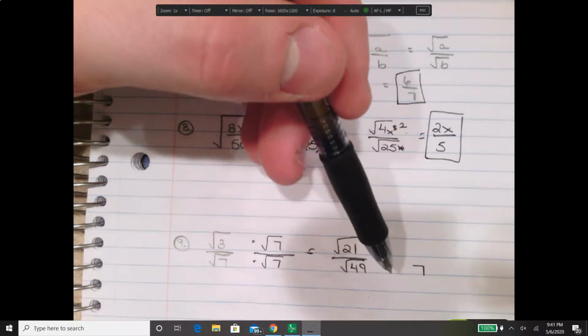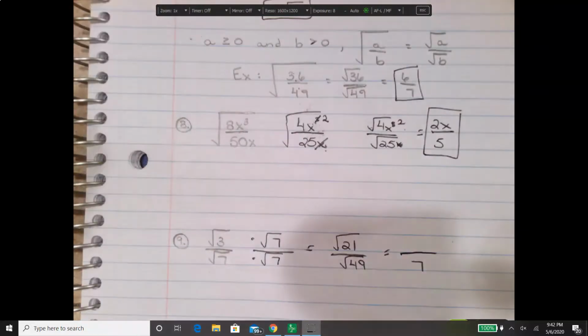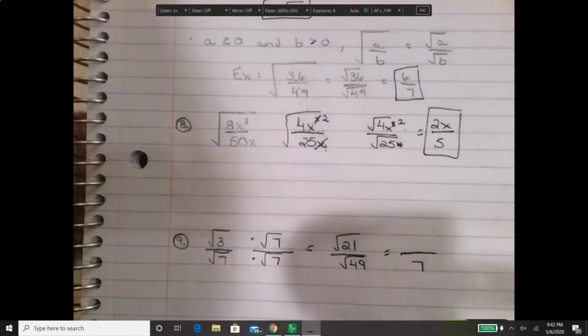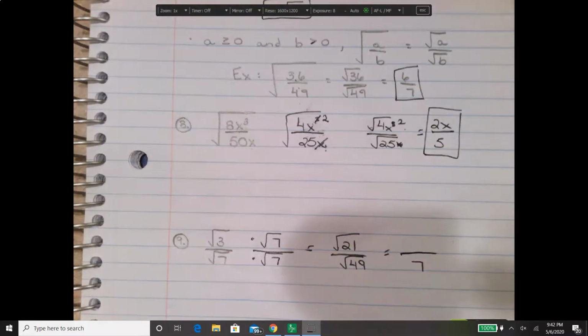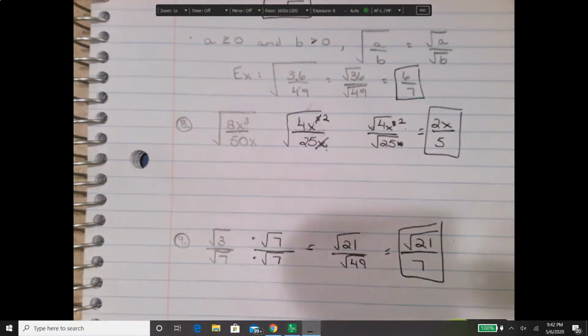So again, I was kind of getting at it earlier, but I wanted to show you why it made sense in a way. So my denominator is just 7. And now I'm left with radical 21. Well, you can't really divide radical 21 by anything that makes a perfect square. It's not divisible by 4. It's not divisible by 16. So that's really simplified as low as it can go. So radical 21 over 7 is going to be my final answer.